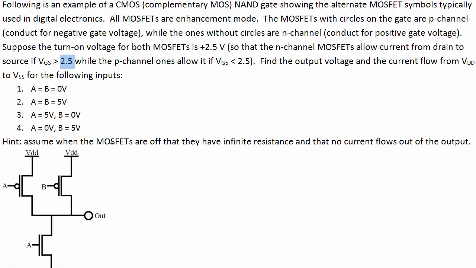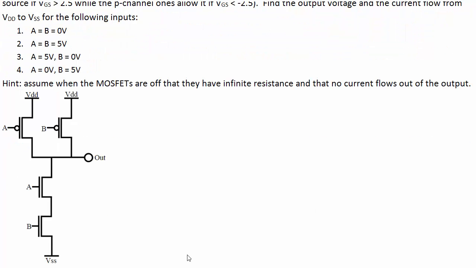Okay, so the negative ones, the P channel ones, allow it if VGS is less than, really that should be negative 2.5. Okay, let's trace one of these.